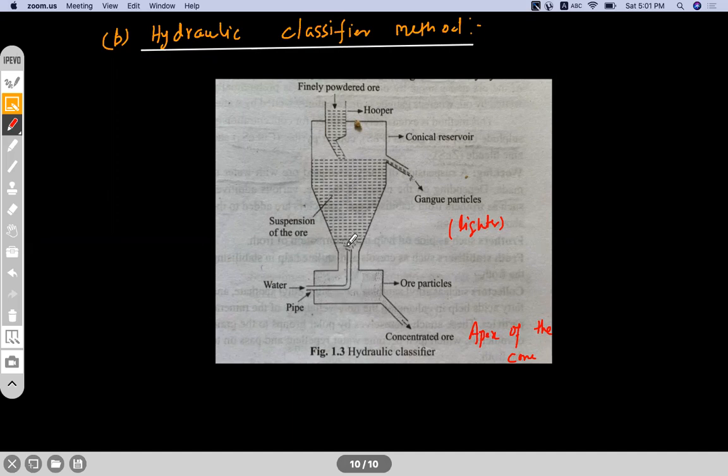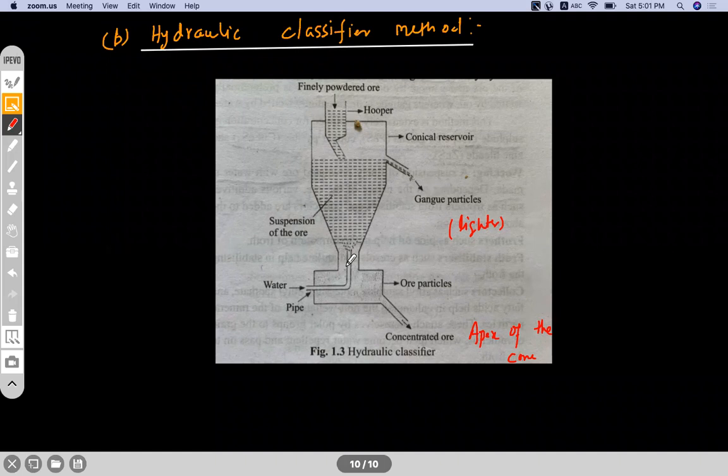But this current is sufficient to blow the lighter gangue particles, which first of all come over here, and we accumulate them from this. So that is the construction part that we have. Why do we have this conical shape? Because it reduces the current of water and helps in settlement of the metal particles over here in this tank. Correct? This is the purpose we have over here.